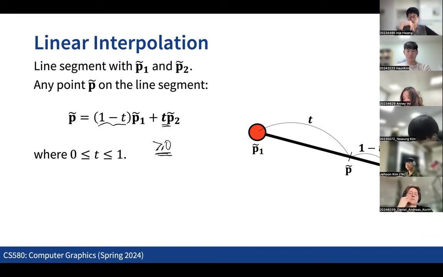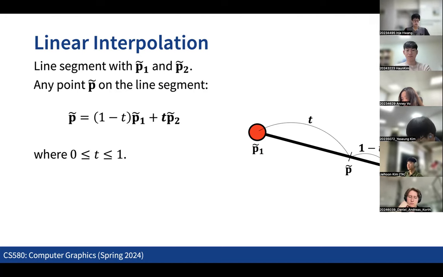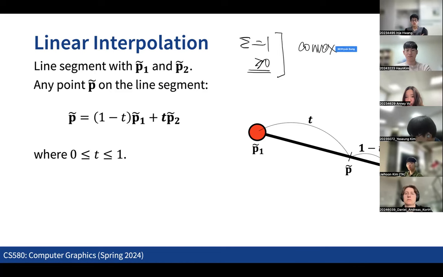Otherwise, if we also allow negative coefficients, then what's the case? If we start to allow negative coefficients, that's the case that we start to see some kind of extrapolation, right? Very obvious thing. Which means that now we have not only points inside this line segment but also points outside of this line segment, but still on the straight line. And the case where the sum of the coefficients is one and each of the coefficients is non-negative, those are the cases that we have the convex interpolation.